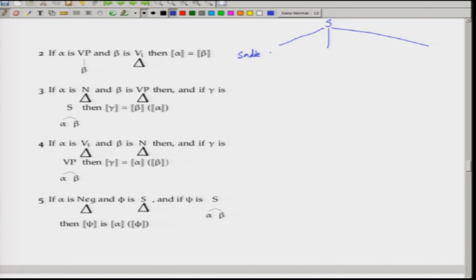Sadie snows, or Hank loves Liz. Let us take this, because we have a lot of space for working on it. Then once again, Sadie snows.